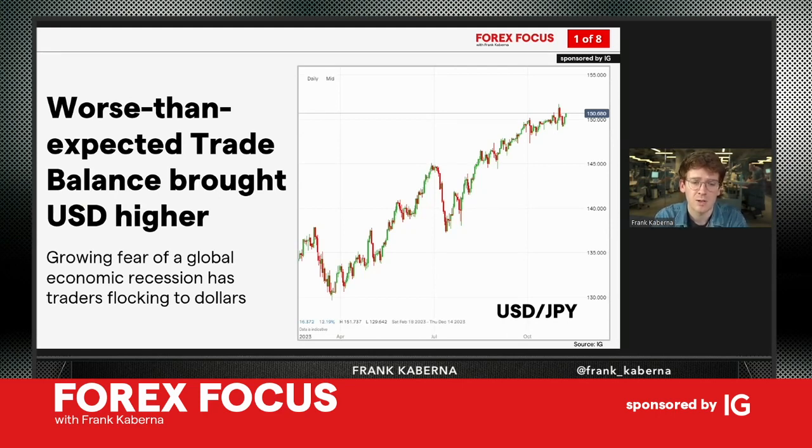balance brought U.S. dollar higher. Now, of course, I know Japanese yen isn't a Chinese currency here, but it's just a more liquid measure of how U.S. dollar has been performing. As last week, the U.S. dollar took a hit on the expectation that maybe U.S. interest rates had topped out.